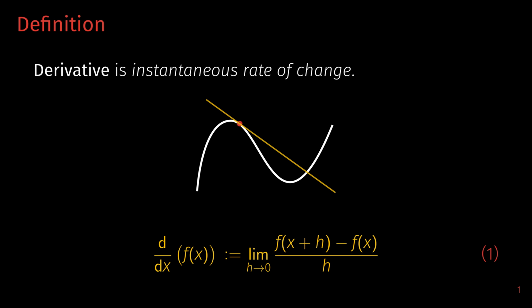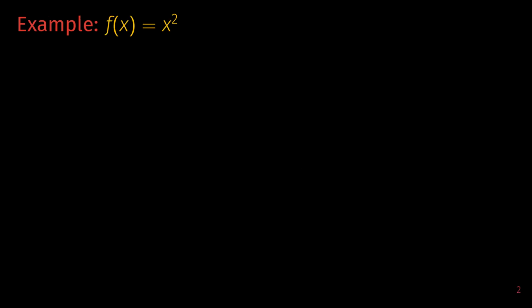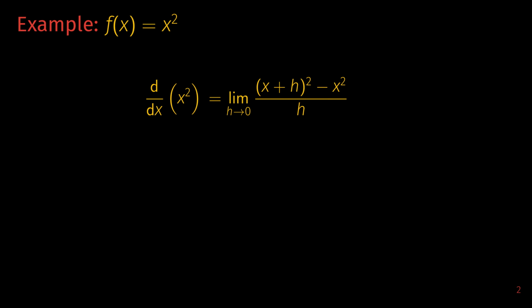Now, how do we deal with this in practice? Let's have a look at an example. f of x is equal to x squared. Now, to find the derivative of this function, we plug this function into our expression. So we have d over dx of x squared, and we plug that into the right-hand side of the previous equation. Here, essentially, we have to see what happens when h approaches 0.